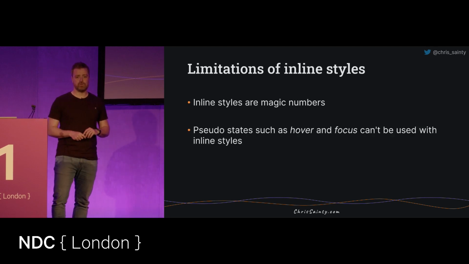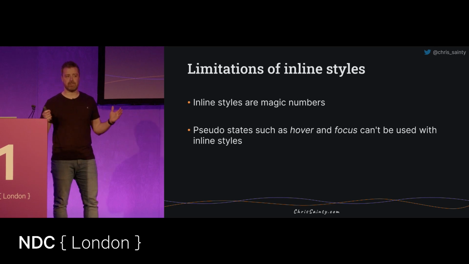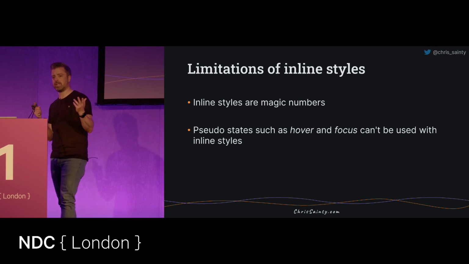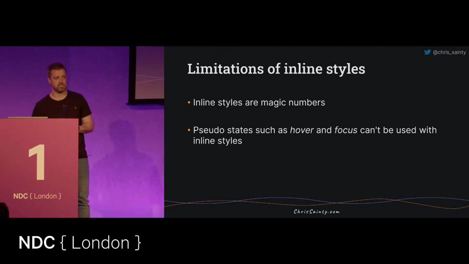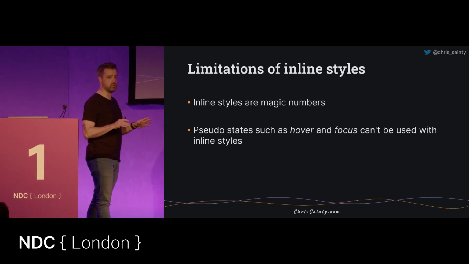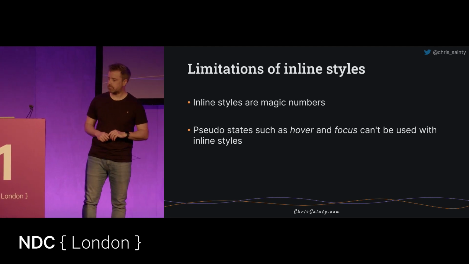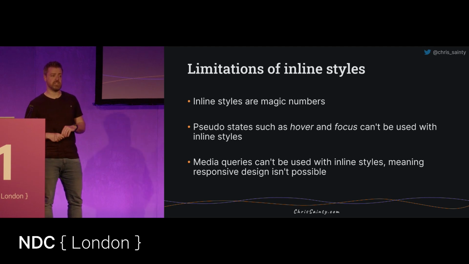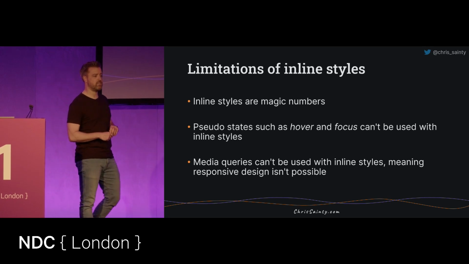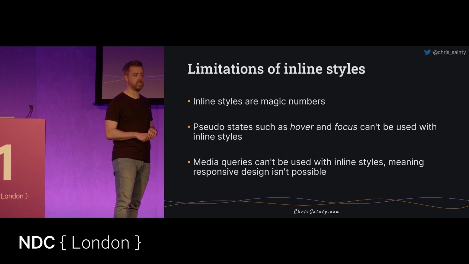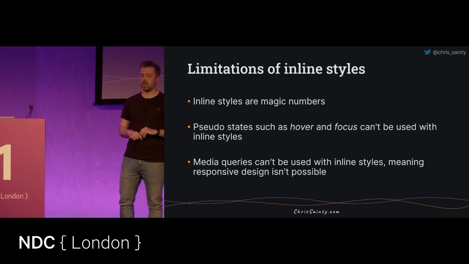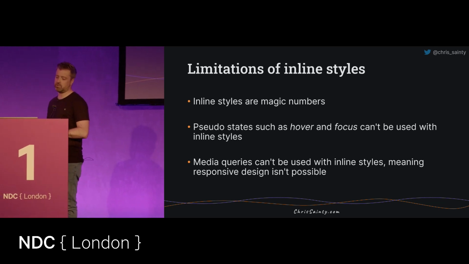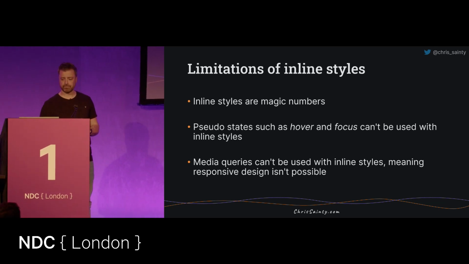You can't do pseudo states either, okay? So variants in Tailwind, right? So no hover effects or anything like that, no odd and even color changes on your tables or anything like that. That's not possible with inline styling. And probably the biggest one in modern web development is you can't do media queries. So if you have any need of responsive design, which most people do, you can't do that with inline styles either. So these three things are pretty debilitating if you're trying to build modern web applications.